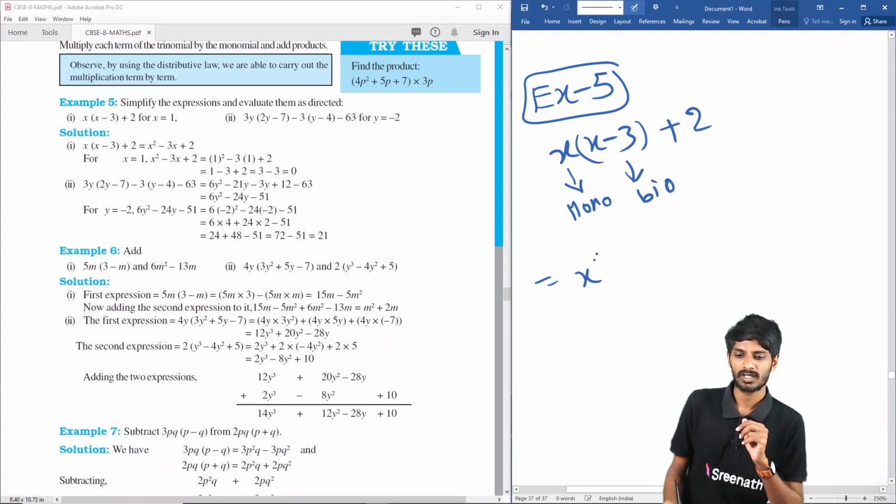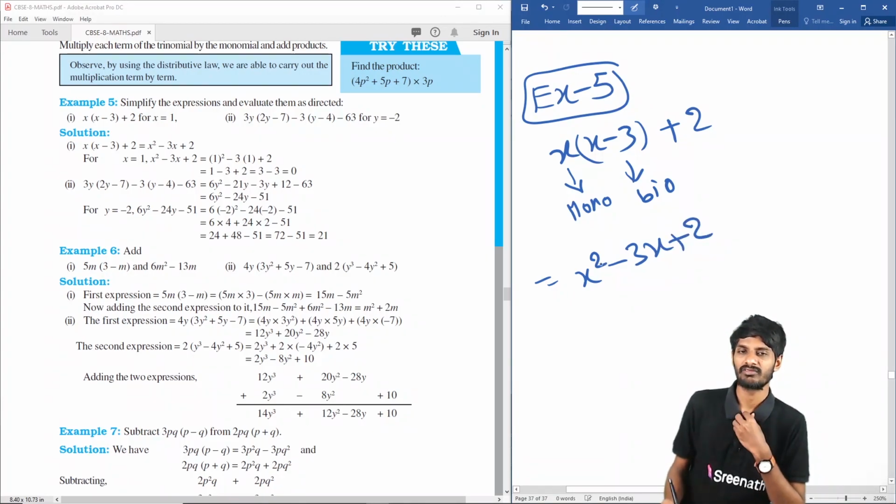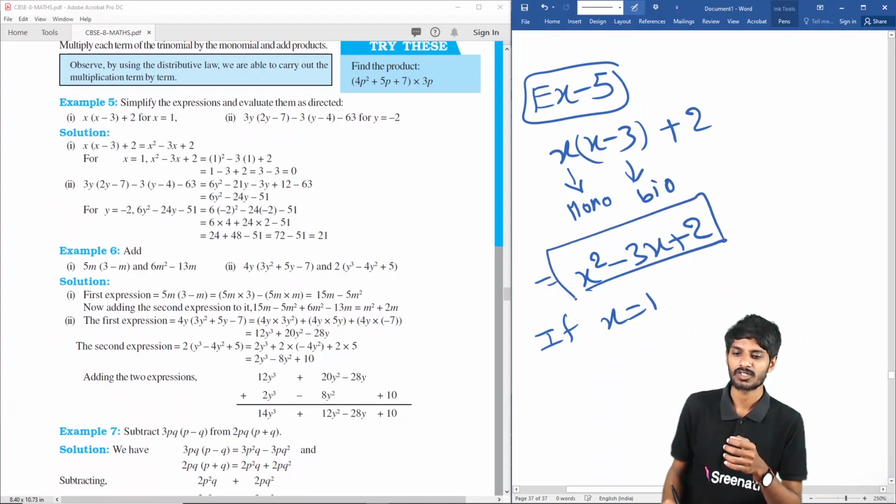So x into x is x square, and minus x into 3 is 3x, and plus 2. So it is the simplified form. I have written them directly. And if you substitute, we have to substitute the value, that is, if x is equal to 1, what is the value of this expression?